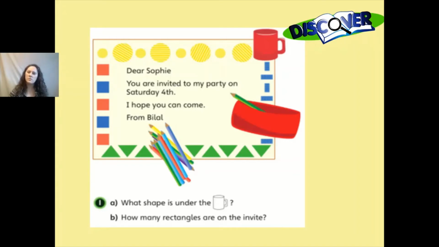Do you think you could do that with your adult? Continue the pattern and find out how many rectangles are under the pencil case. Pause the video now and have a think about it.